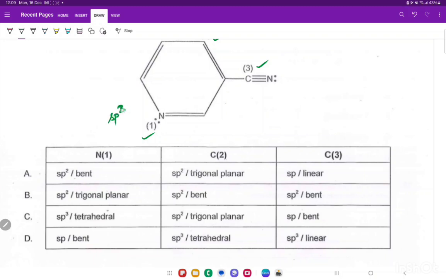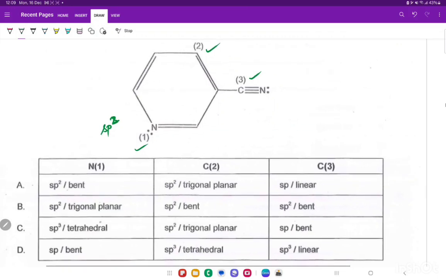sp2 hybridization, and the shape is bent. It has a bent shape. Okay, nitrogen has an sp2 hybridization and a bent shape, N1.